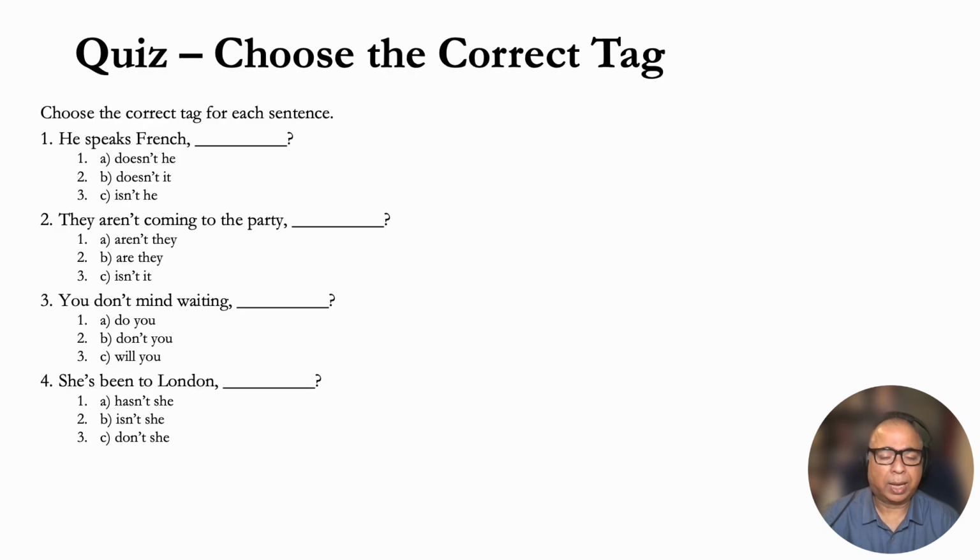Okay, now I have given you 3 tags for each statement, and I need you to pick the one that you think is right. Like, he speaks French. Doesn't he? Doesn't it? Isn't he? Which one is correct, do you think? All right, pause the video, complete the exercise, and we will look at the answers together. All right?